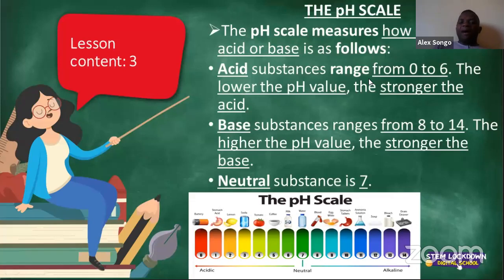Now, I want us to speak about the pH scale. And obviously, in speaking about the pH scale, we want to say what it is and what it does. So ladies and gentlemen, the pH scale is used to measure how strong or how weak an acid, a base, as well as a neutral are. All these things that I'm speaking about, you might not know right now, but by the end of this lesson, the aim is for you to know all of them.